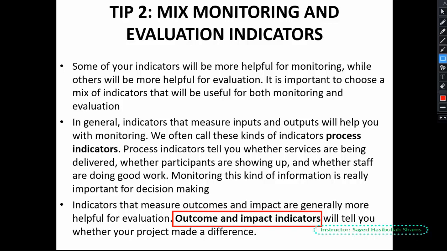So this is very important, that we will have mixed monitoring and evaluation indicators in the project. Without this, if we have only monitoring indicators or only evaluation indicators, it will damage our project. So we must have mixed monitoring and evaluation indicators in the project.